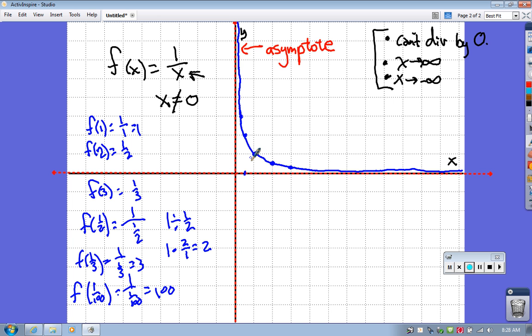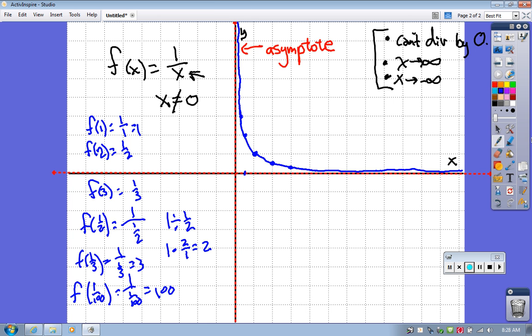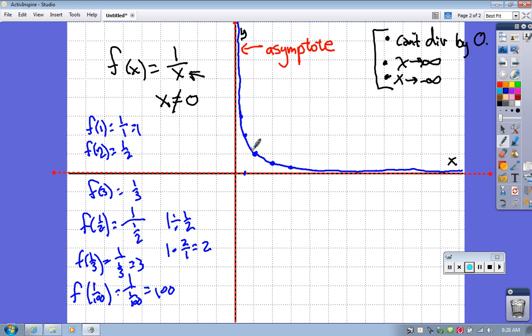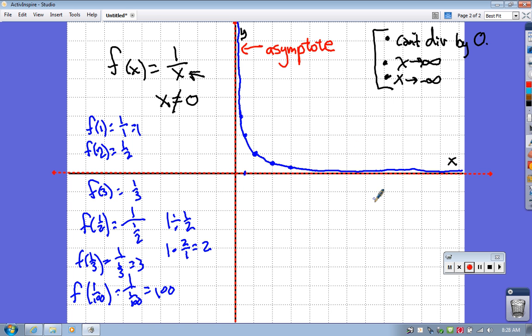As x heads towards 0 from the right-hand side, this function heads up towards positive infinity. And notice we have that part of it. There's not going to be anything down here, because if there was, it wouldn't be a function. Vertical line test. And I could do the same thing, plug in points.